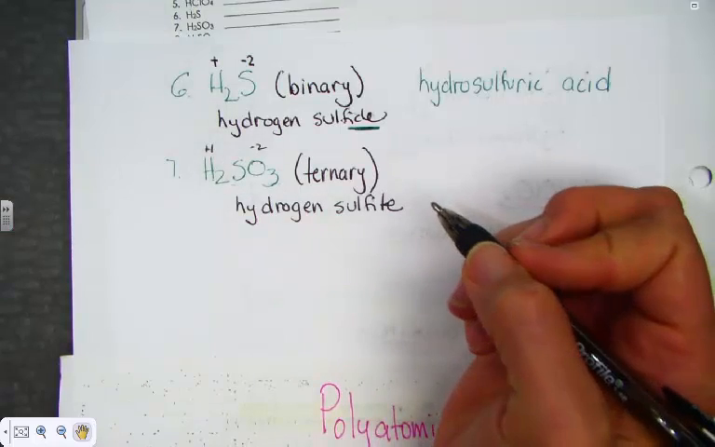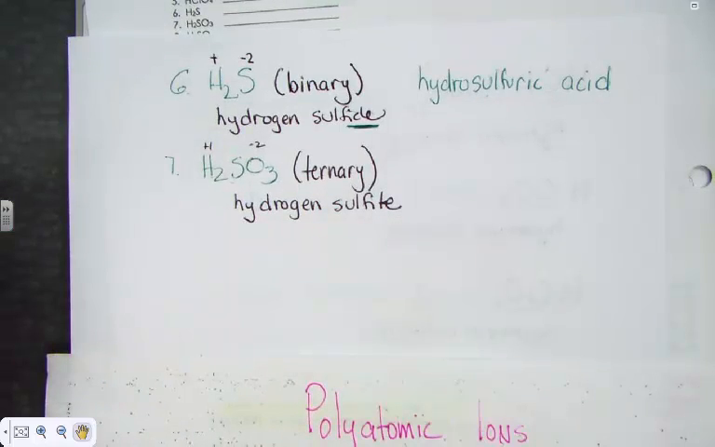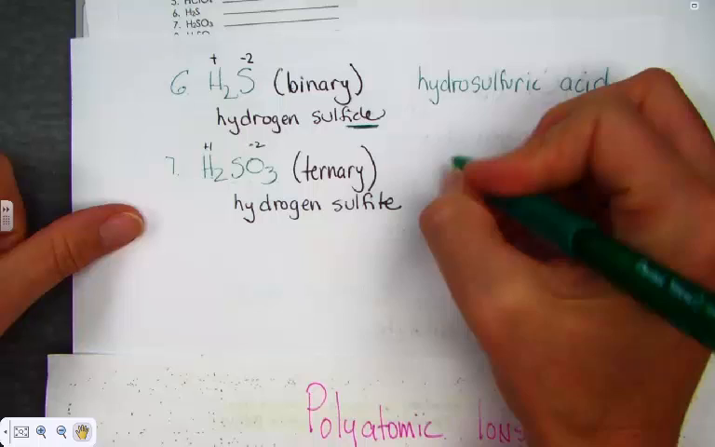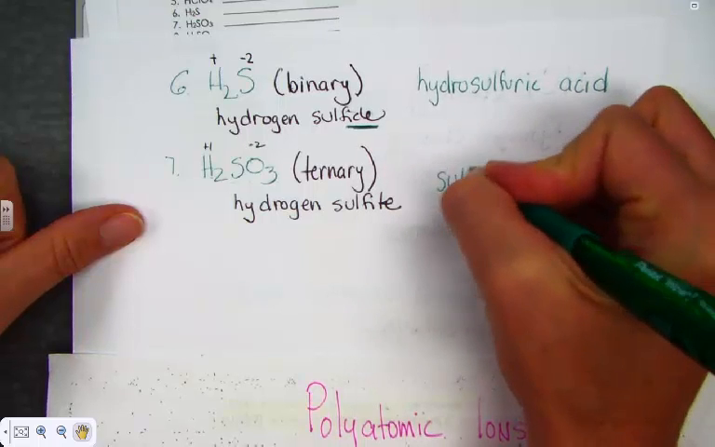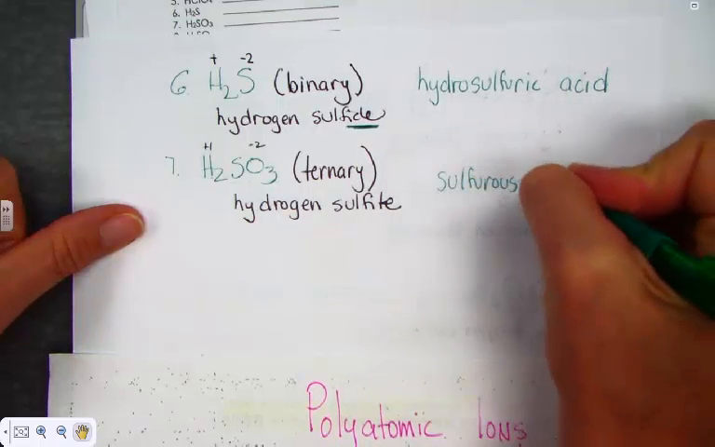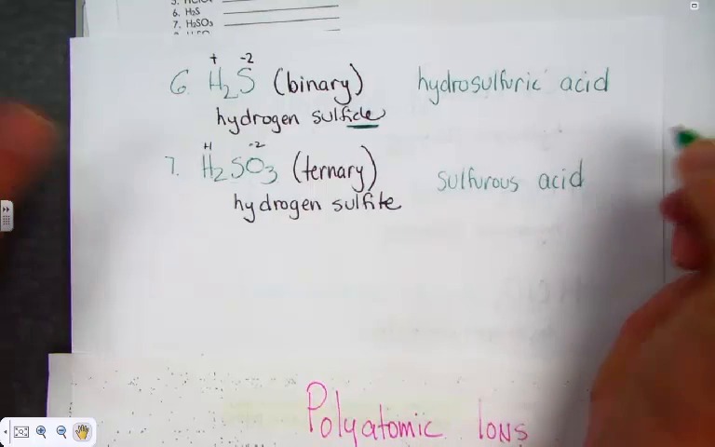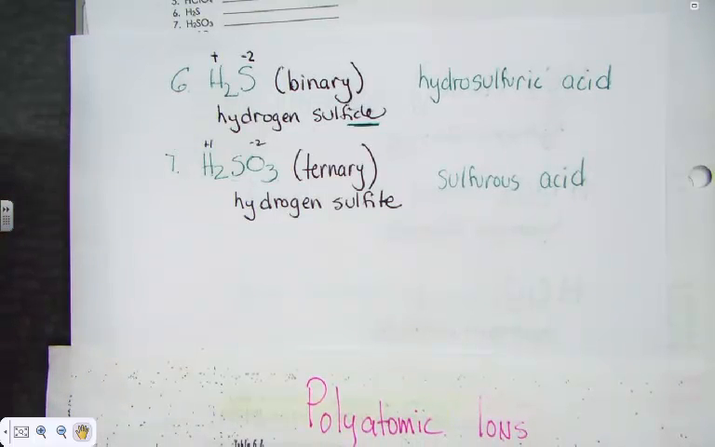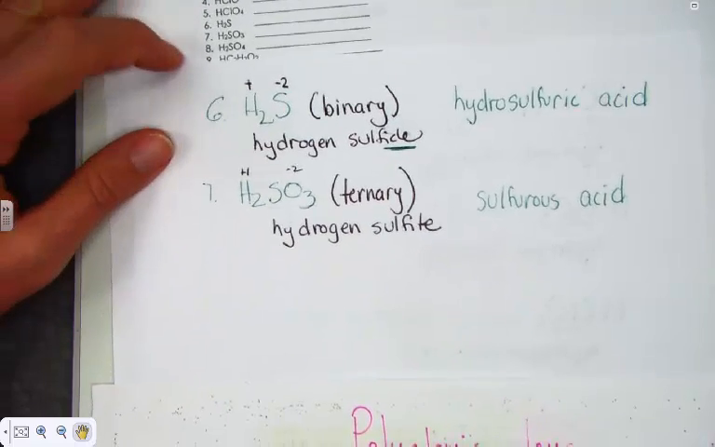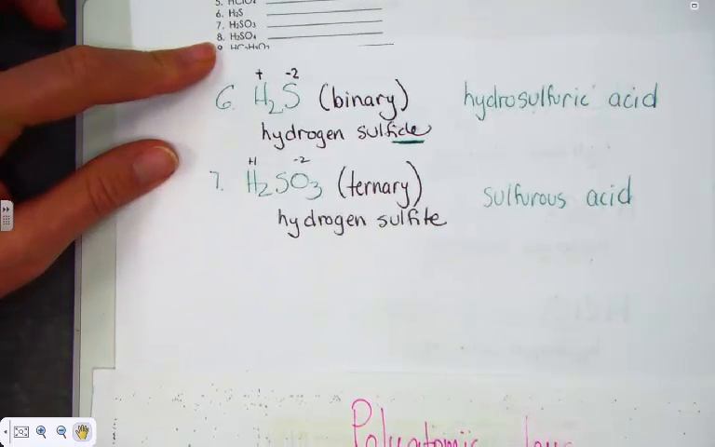A ternary acid now. Ite turns to ous, and we simply write out sulfurous acid. Notice how that sounds correct. Sulfurous acid. Ternary compounds, originally ending with ite. Ite turns to ous, and sulfite turns to sulfurous acid. Let's try number 8.